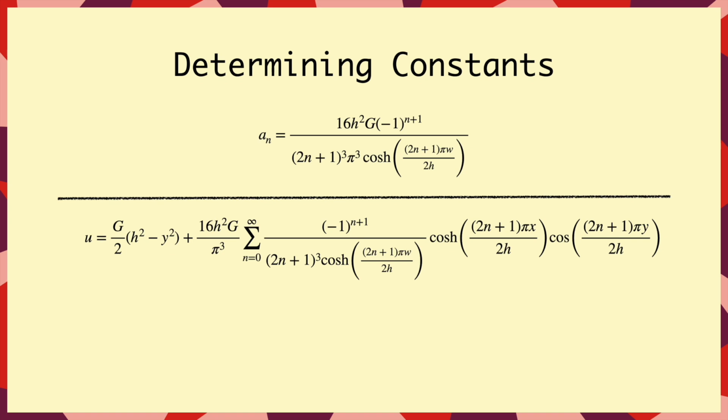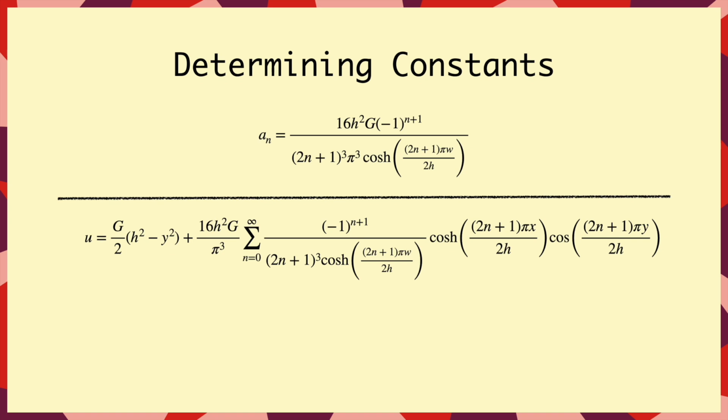And even though it contains an infinite series, if we think about the size of the terms in that series, well, cosine is never bigger than 1. The ratio of the two cosh terms is also never bigger than 1. And we're dividing by (2n+1) cubed, which grows very quickly. So that means this series will converge quickly, and we can get really good approximations without having to evaluate too many terms.